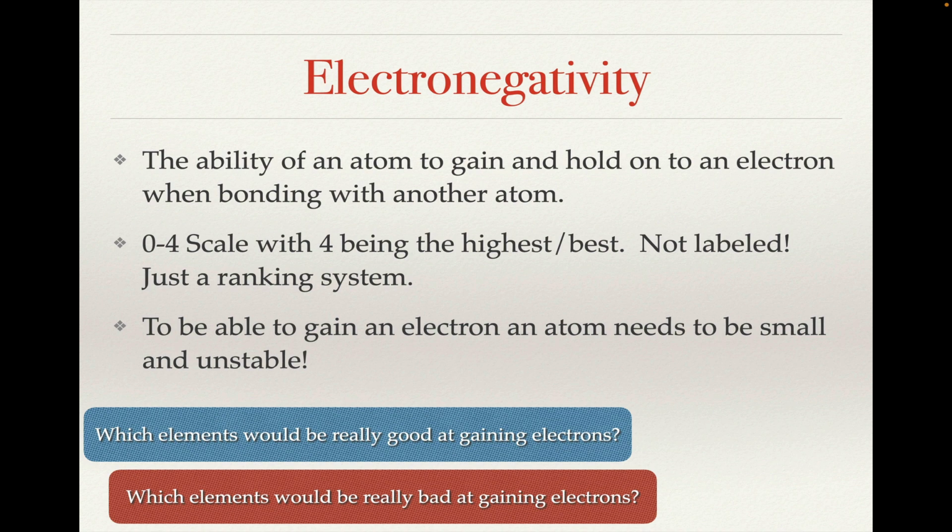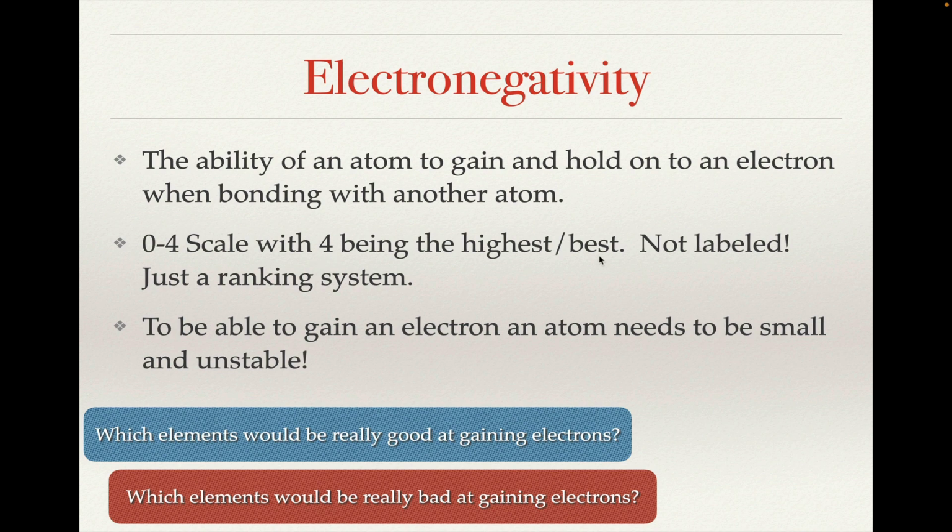Now, we have a name for that idea of the battle between gaining electrons and losing electrons. We call that electronegativity, or the ability of an atom to gain and hold on to an electron when bonding with another atom. So who's really good at gaining electrons? We're going to focus all on gaining electrons here. It's a 0 to 4 scale, 4 being the best.